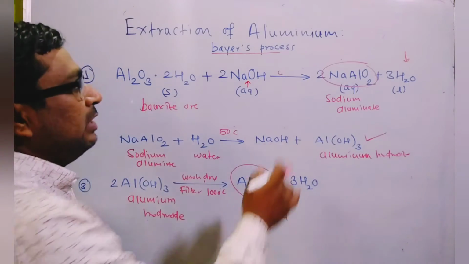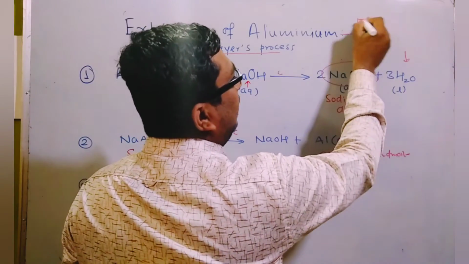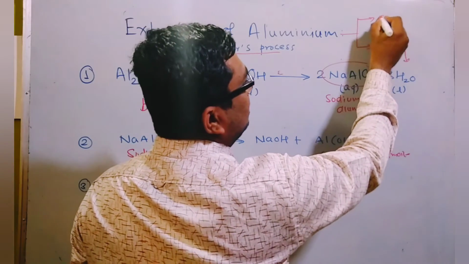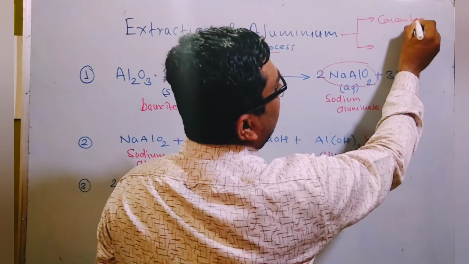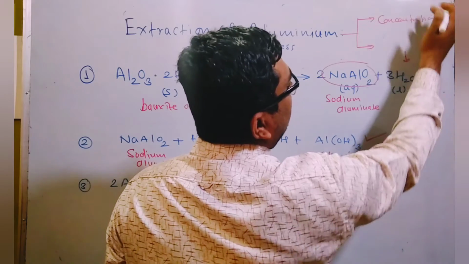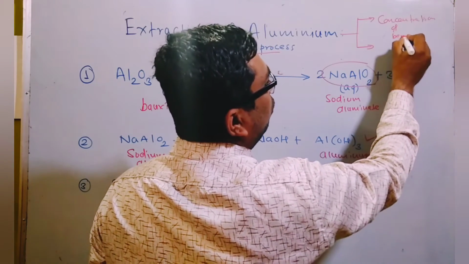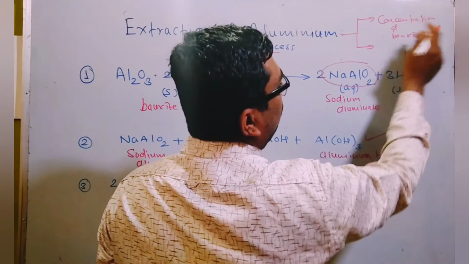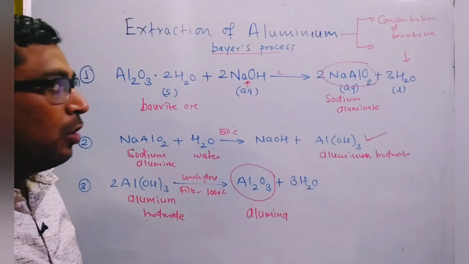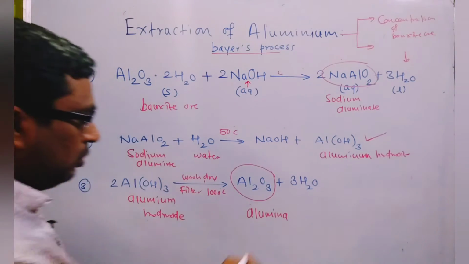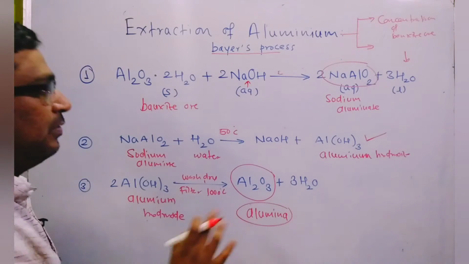So the extraction of aluminium is divided into two processes. The first is called the concentration of bauxite ore. What is the output of this? From bauxite you get alumina. So this is the first step.